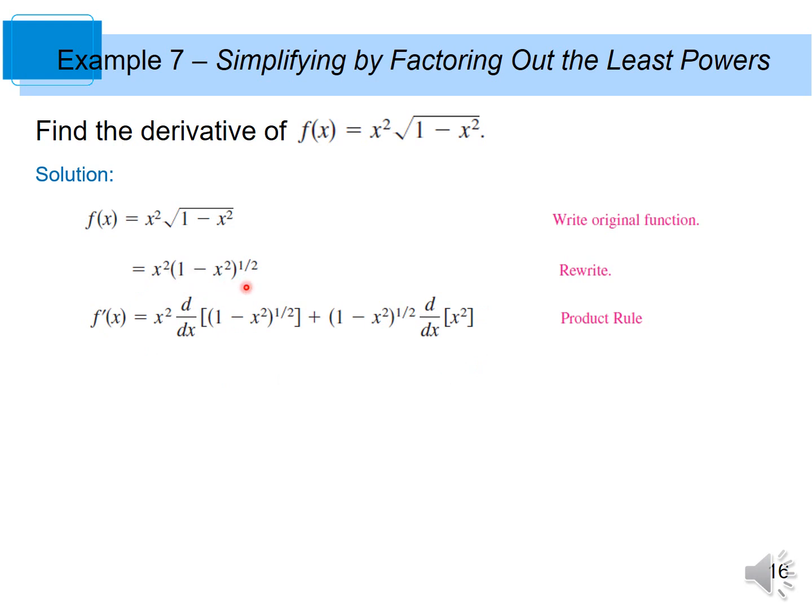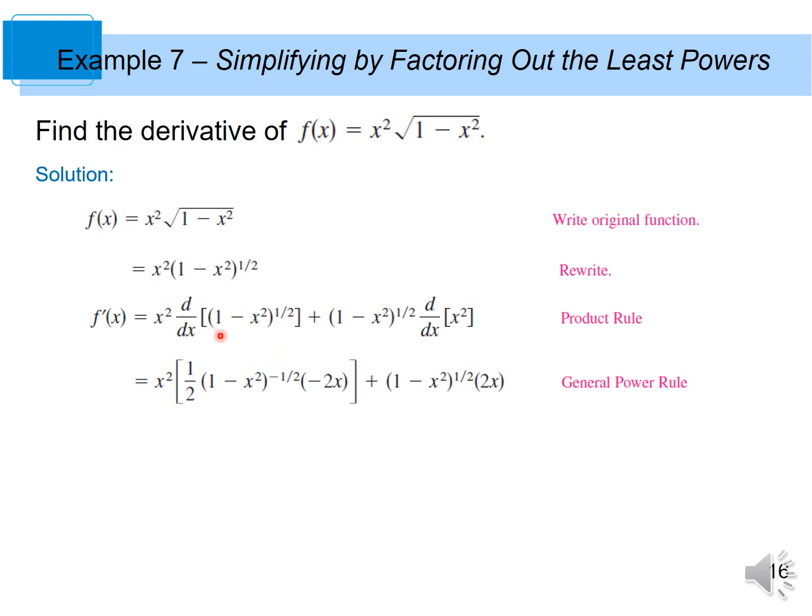So this is the product rule. We differentiate the second function times the first function, plus we differentiate the first function times the second function. And the next, we use the general power rule for this part.